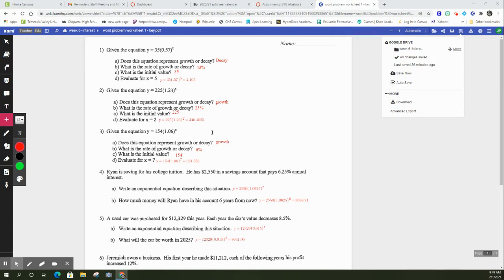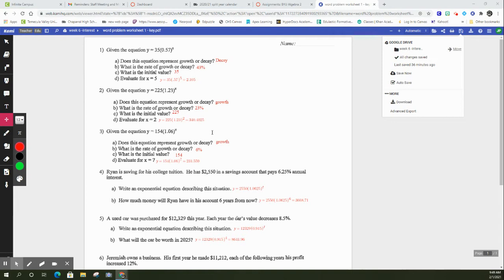Number one says, given the equation y equals 35 times 0.57 raised to the x, okay, is this growth or decay? Well, since the growth factor, that's what's in parentheses, is less than 1, it's decay.